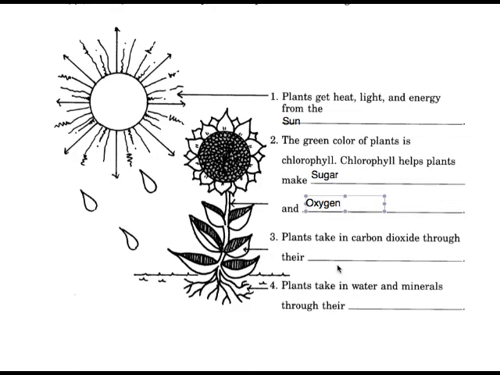Alright, number 3 says plants take in carbon dioxide through their leaves. So on number 3, go ahead and write leaves. And you can see they're giving us a little hint here with our arrow pointing to the leaves. Alright, the last question. Plants take in water and minerals through their roots. Water is absorbed through the roots and taken to the leaves. So go ahead on the last one and fill in roots.